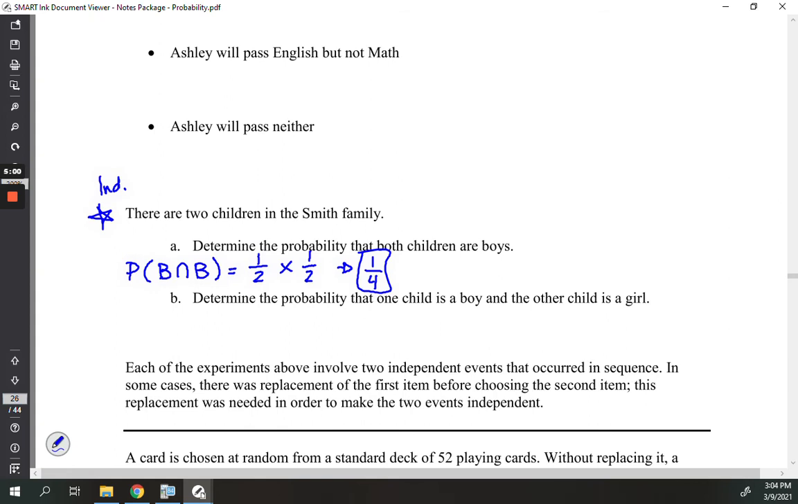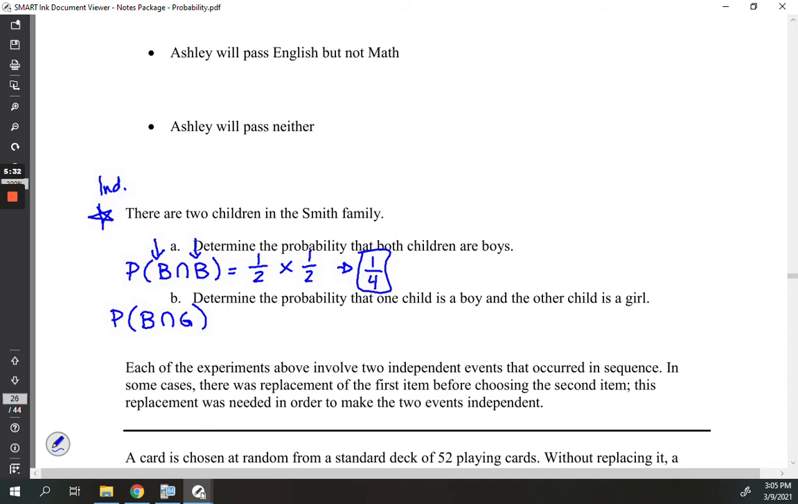Now we have to be careful with the next question. When you're doing probability with independent events using the word "and," order is implied. So your first one is your first outcome, and the second one is the second outcome. So in part B, it says determine the probability that one child is a boy and the other child is a girl. You have to be careful because what this says is that your first child is a boy and your second one is a girl.